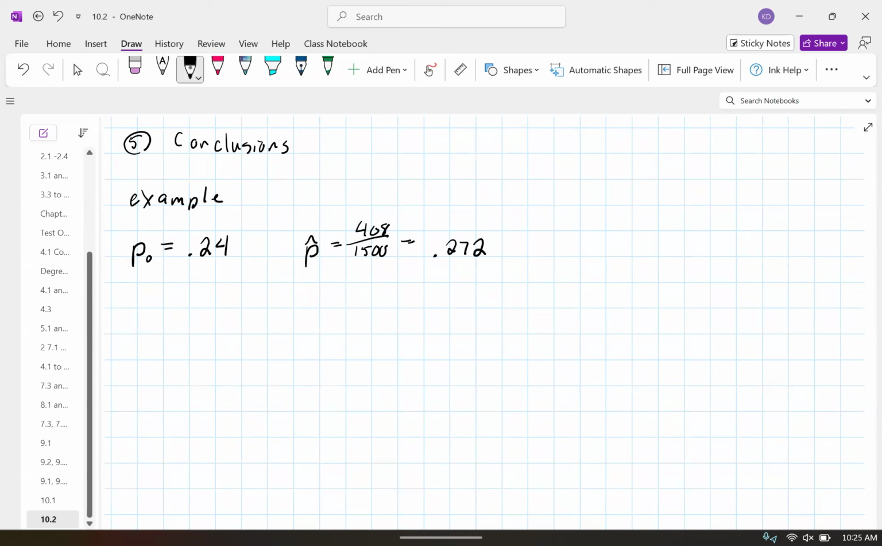So our new data, we get a proportion or percent of 0.272. They already told us this was a two-tailed. We also know it's a two-tailed because they said, is there a difference? They didn't say, is it higher, is it lower? They just asked for a difference.